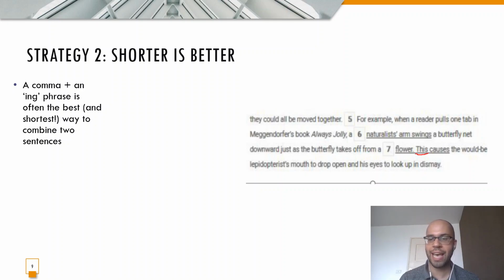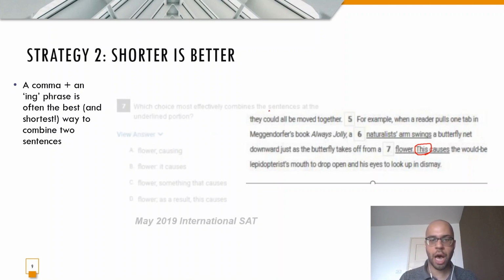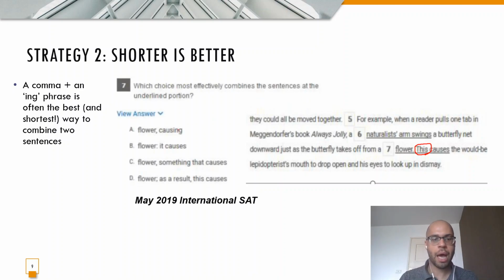This, okay, notice again, what is this, right? The SAT does not like "this" by itself. If it said "this action," that would be better. But using the word "this" is not a good way to start a sentence. So this causes the would-be Lepidopterist's mouth to drop open and his eyes to look up in dismay. One good way to combine these ideas, and the SAT's preferred way to combine two sentences, is to use a comma plus "-ing." So A is the correct answer here.